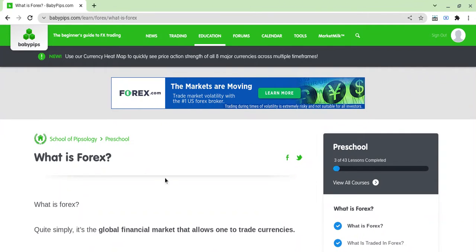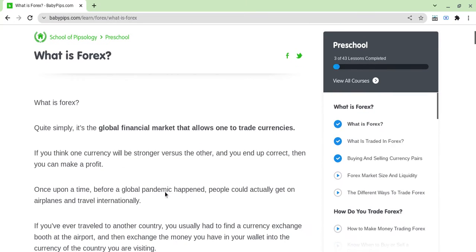So what is Forex? Forex is quite simply the global financial market that allows one to trade currency. It's global, so that's international. It's a financial market. And what do you do there? We get to trade currencies.